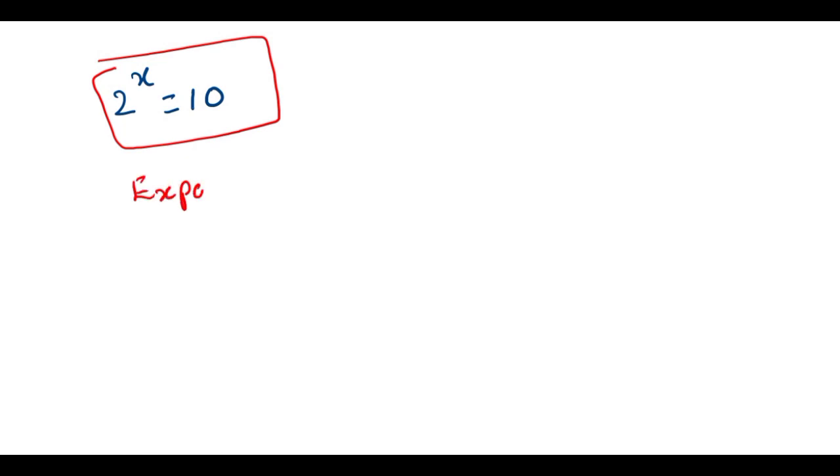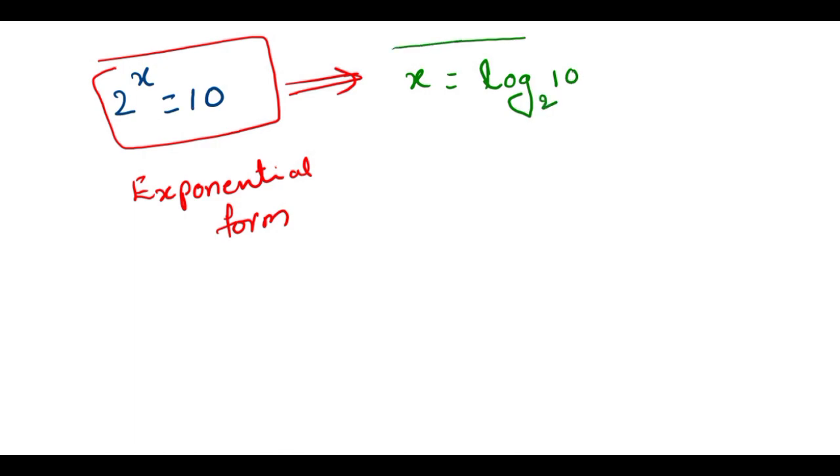Now some more examples. How to write, for example, 2 power x is equal to 10? This is called the exponential form. So how to write this in the logarithmic form? That is x is equal to, observe how I am reading this, x is equal to log 10 base 2. We write it like this, and this is called the logarithmic form. Okay, I am writing it in the short form, log form, that is logarithmic form.